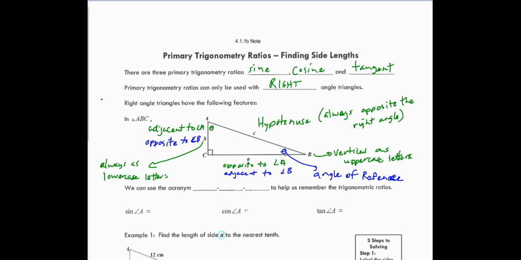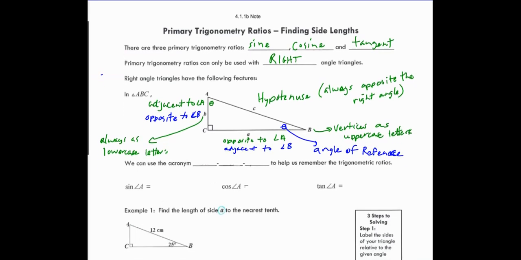Right? You might change your angle of reference on another question and say, okay, I want to work from this angle of reference, angle B. And that would mean that this side would change and now be the opposite side, and this would now be the adjacent. So it's good to practice this.